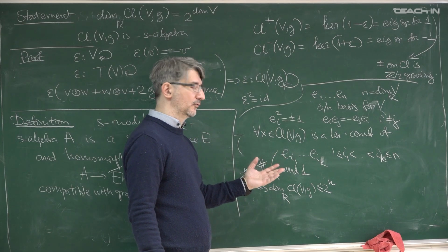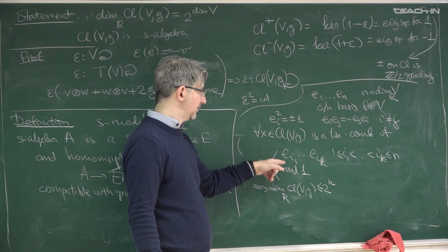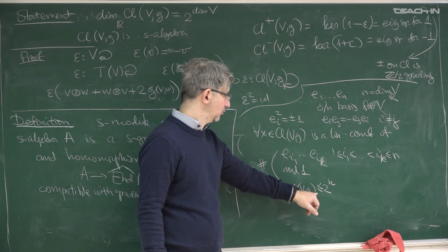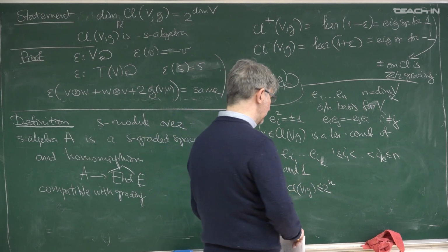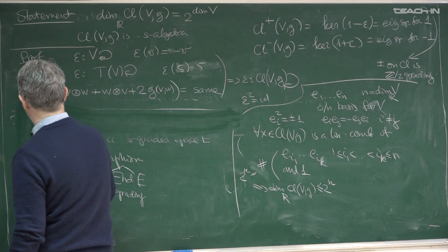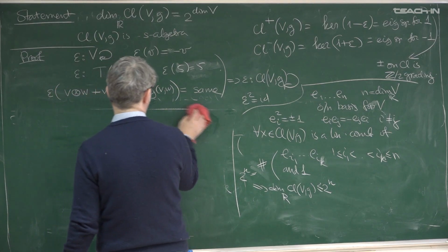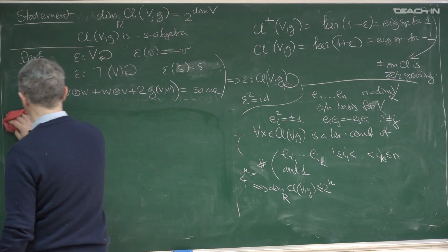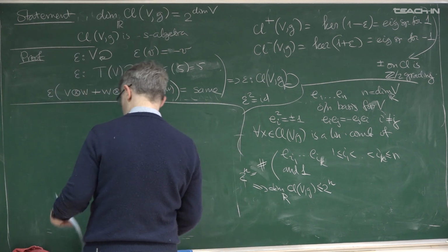What we need to prove? That these elements are linearly independent. Otherwise, if they are linearly dependent, then the dimension will be strictly less than 2^n. We can do it by different tricks, by defining a filtration in the Clifford algebra, and so on, but I want to show you one very specific trick which is useful for us in the future.